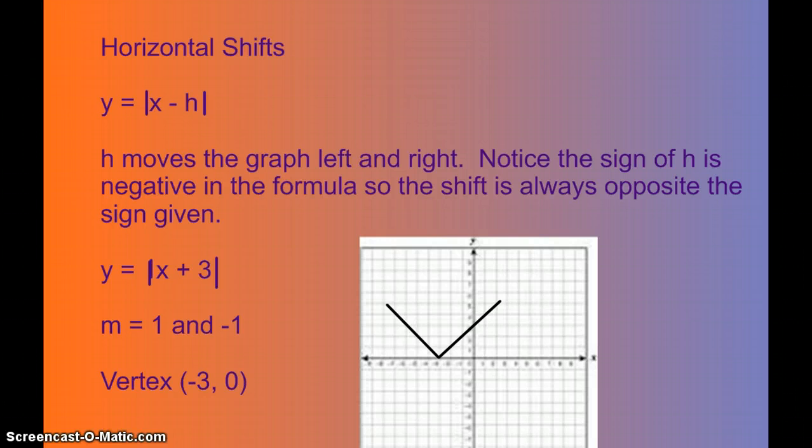So if you look at our graph again, it's exactly the same shape as our parent function. The vertex has simply been slid left 3 units. So therefore, an addition or subtraction inside of an absolute value is going to shift left or right however many units are there.